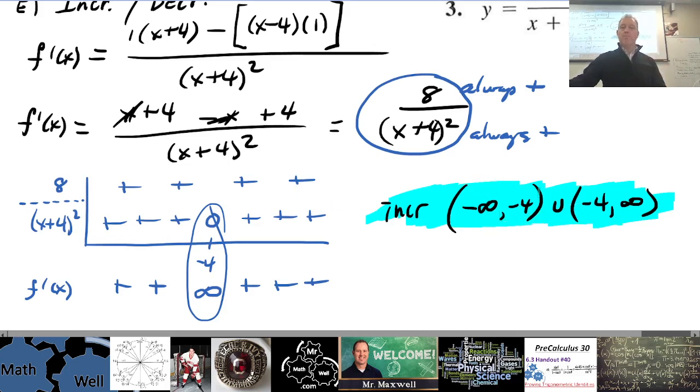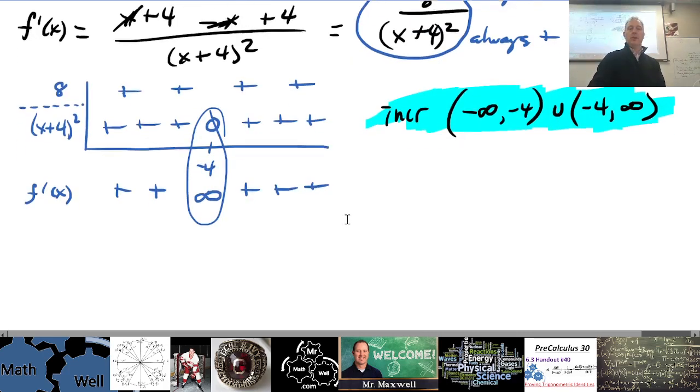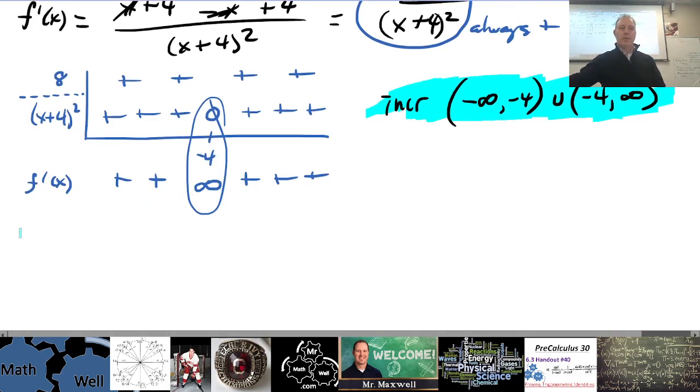Everybody okay with E? And of course, because it's not negative anywhere, it's not decreasing anywhere. It's always increasing. Okay, so it's going up from left to right wherever you look at the graph. Okay, F. Let's keep going. Here's F.